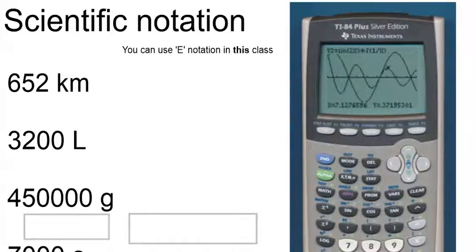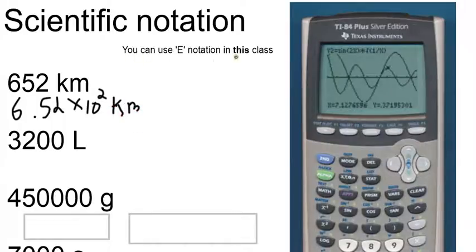So, scientific notation. All of you have seen scientific notation before, so this should be a very quick review. Let's say we want to write 652 kilometers. In scientific notation, you would write 6.52 times 10 to the, and you would look at how many decimal places you've moved, 10 to the second kilometers.